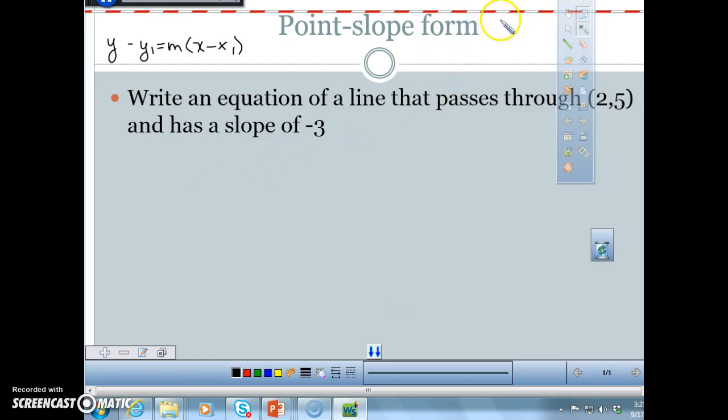And today is 9/17. We're writing equations of lines. That's what our title is today. That's fun. It'll be fun.